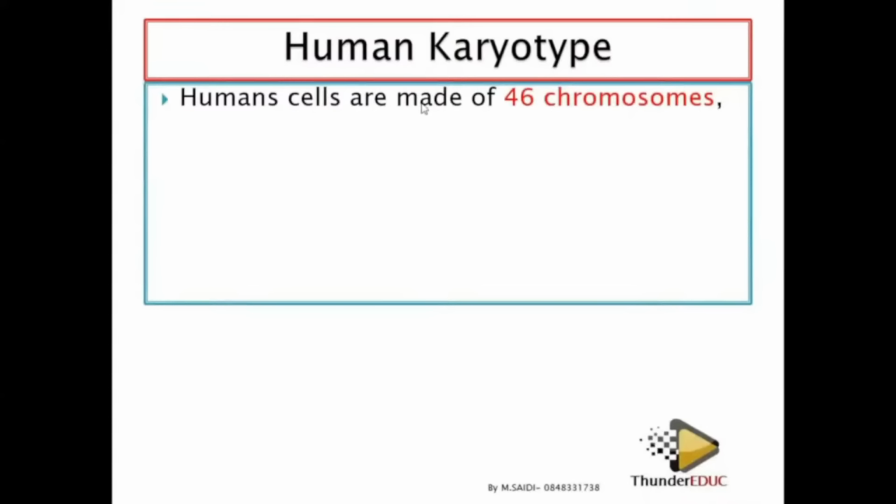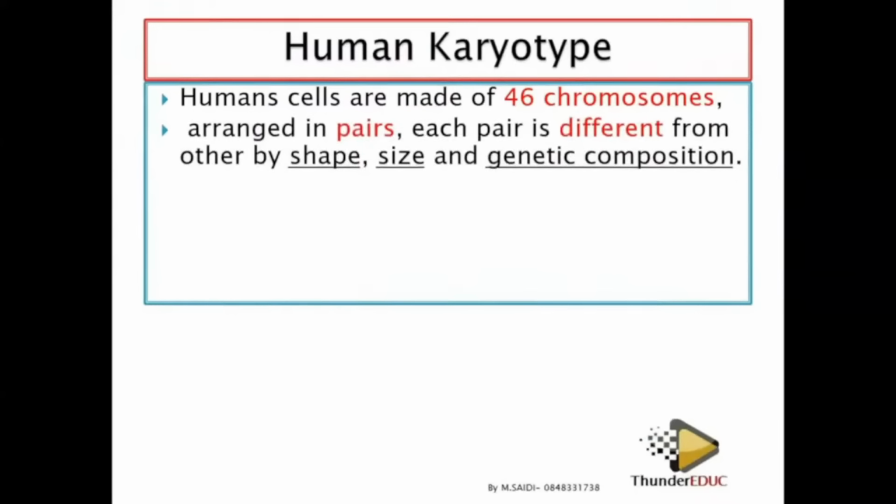Human cells are made up of 46 chromosomes. It means that our nucleus has 46 chromosomes, and these 46 chromosomes are arranged in pairs. It means that they cannot exist as singles. What does it mean if you're not married? It means that they are arranged in pairs.